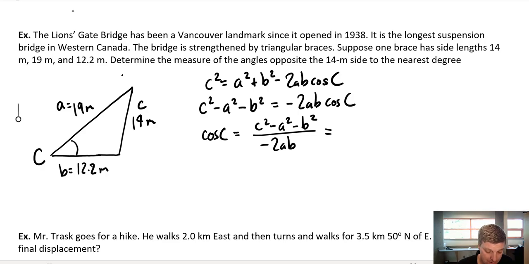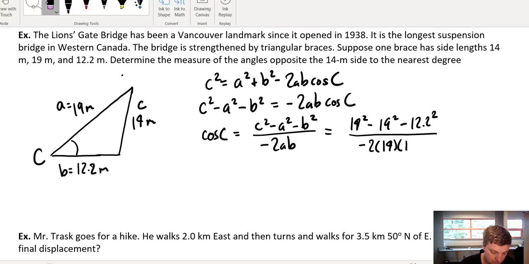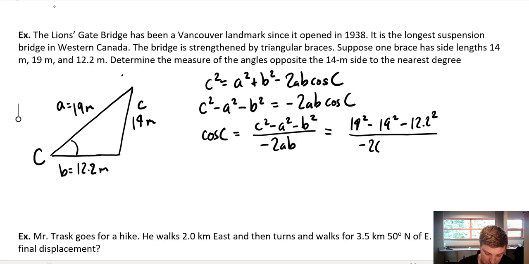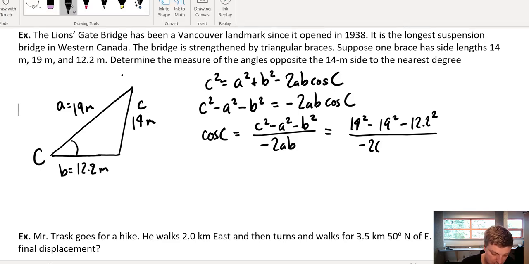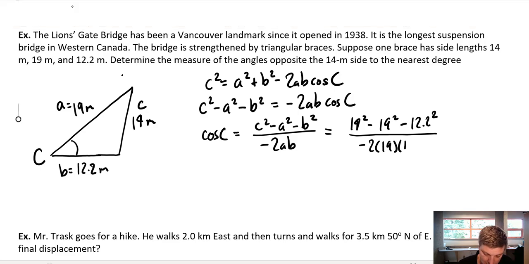So what do we got here? C is 14, so 14 squared minus 19 squared, and my 4s and 9s do look like the same thing, so make sure you get them different. All of that divided by negative 2 times, oh, sorry, not 14, 2 times 19 times 12.2. Okay, and so let's see what we get there.